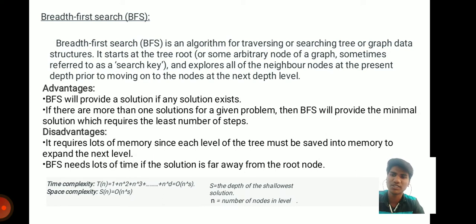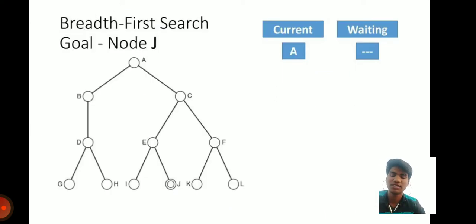The main disadvantage of breadth first search is it will take more time. So the time complexity and space complexity are high. So let me discuss with an example. This is a tree. In breadth first search, A will be called the parent node or the main node. So here A will have 2 child nodes.